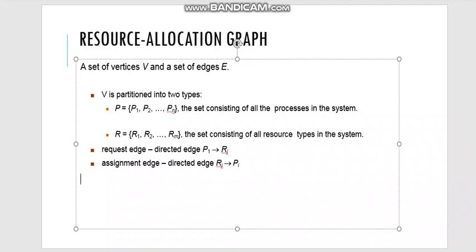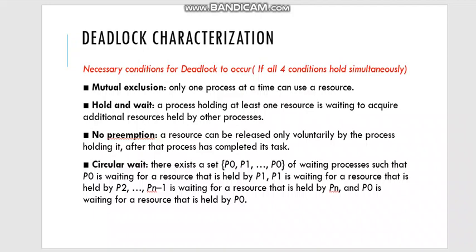Then what do we mean by a requesting edge? A request is nothing but a process wanting, that is, requesting, a resource. An assignment edge means the resource is already allocated to your process. So this is how the resource allocation graph is represented. For any system, we have to draw the resource allocation graph and check whether the previous four conditions exist in the system. If they exist, we will say the system is in a deadlock state.